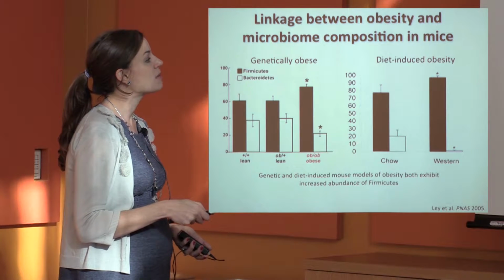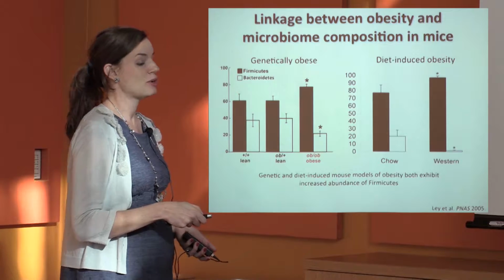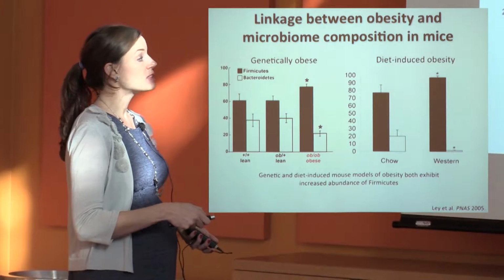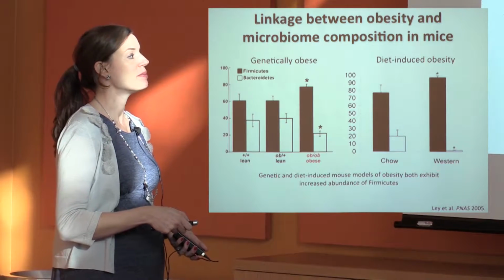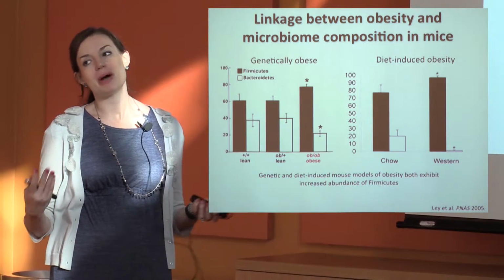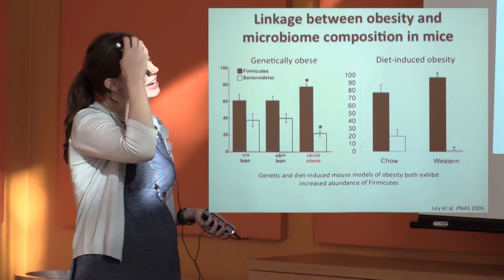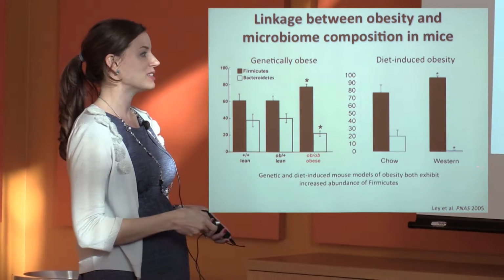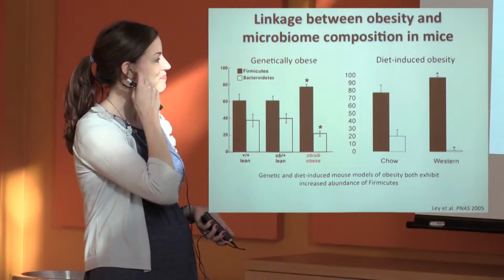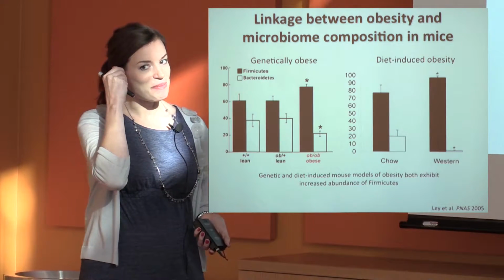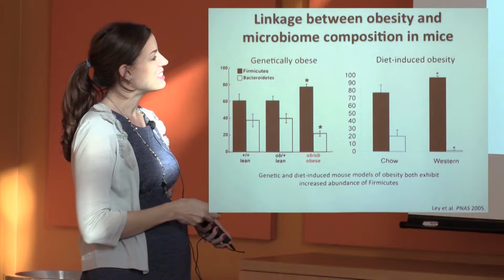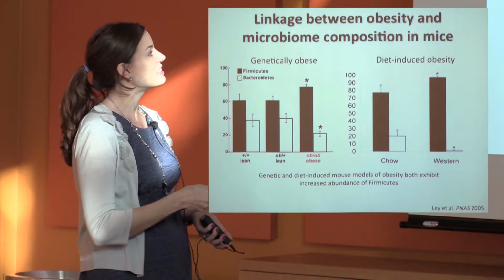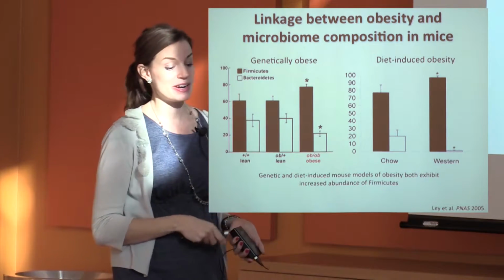And then they also looked at diet-induced obesity. So they fed the mice just normal mouse chow, and then they fed the mice what would be a Western diet for a mouse, I guess, which would be essentially like a McDonald's diet for a mouse that's high in fat, high in cholesterol probably. But these mice also exhibited increased abundance of this Firmicutes type bacteria.